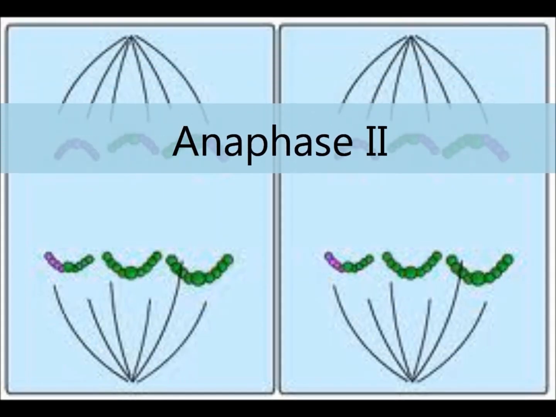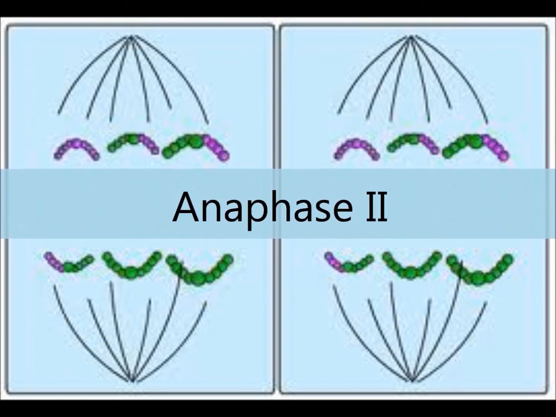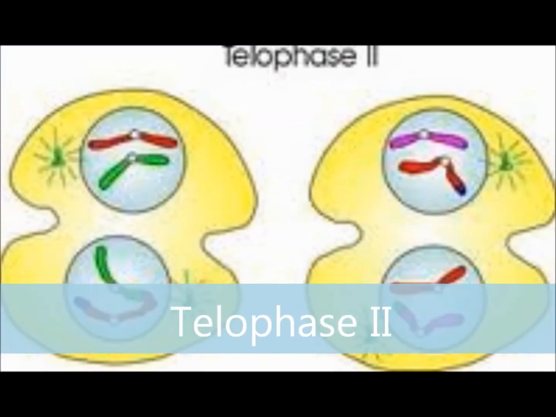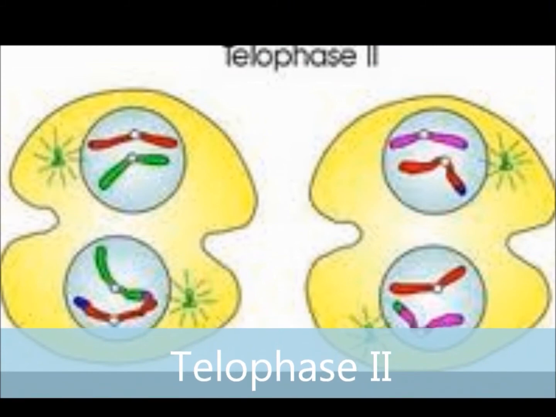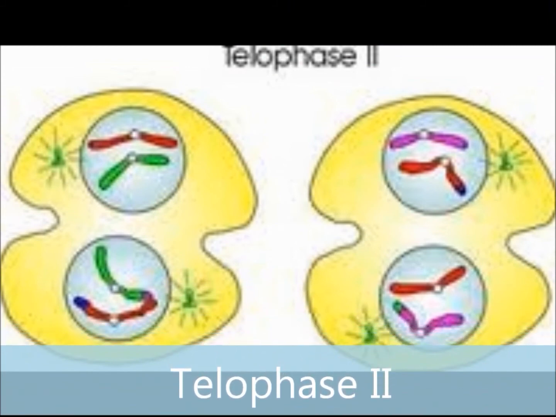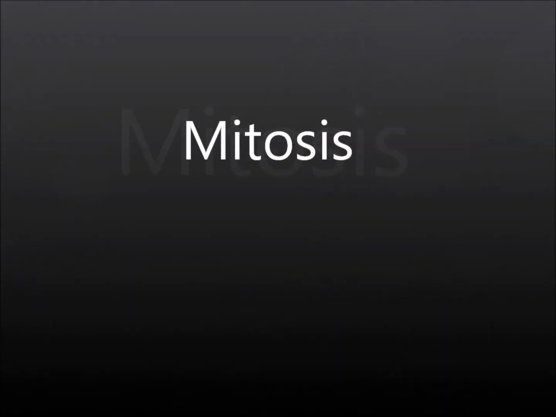The eighth step of meiosis is anaphase 2. During anaphase 2, centromeres of sister chromatids finally separate. A chromatid from each pair moves towards opposite poles of the cell. The ninth step of meiosis is telophase 2. During telophase 2, nuclei form at the cell poles and cytokinesis occurs at the same time, ending meiosis with 4 daughter cells. Next, we will be talking about mitosis.